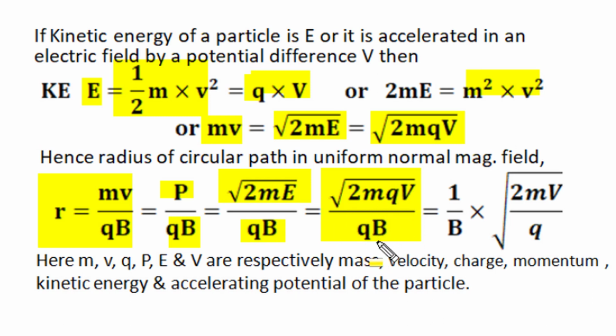Now this can be simplified as 1 by B multiplied by the root of the ratio of 2 times mass times accelerating potential divided by charge. So we got different relations for the radius of circular motion in terms of particle velocity, particle linear momentum, kinetic energy of the particle, or accelerating potential before coming to the normal magnetic field. And according to the conditions given, we can calculate the radius of circular motion using the appropriate relation.